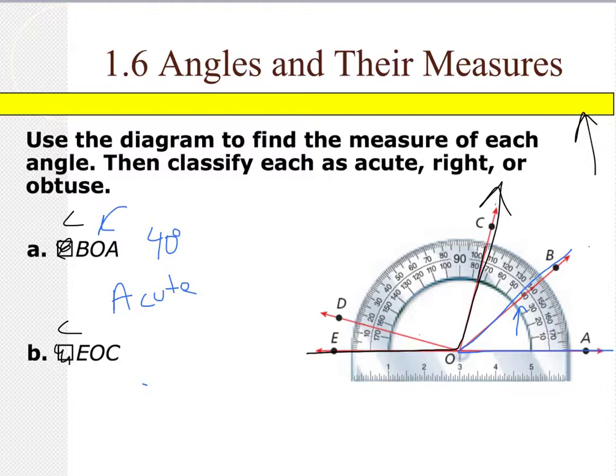EOC. Now, we're pointing to the left this time, so I'm going to use my outside numbers. If I use my outside numbers, it looks like that red line goes through 105 degrees. It is greater than 90 degrees.